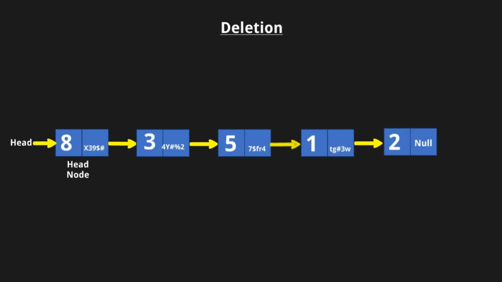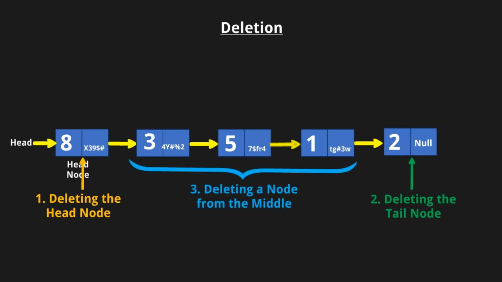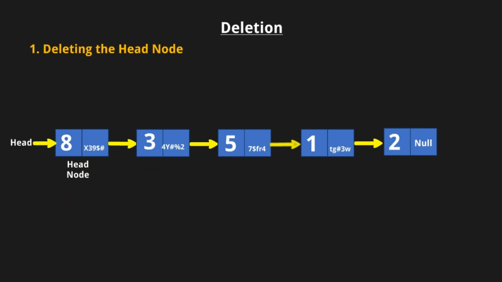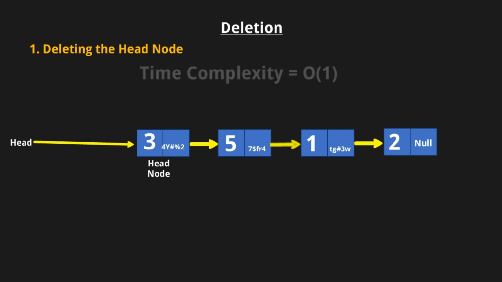Next, let's discuss deletion. There are three scenarios: deleting the head node, deleting the tail node, and deleting a node from the middle. When deleting the head node, you simply update the head pointer to the next node. This is a constant time operation, O(1), because it only involves adjusting the head pointer.